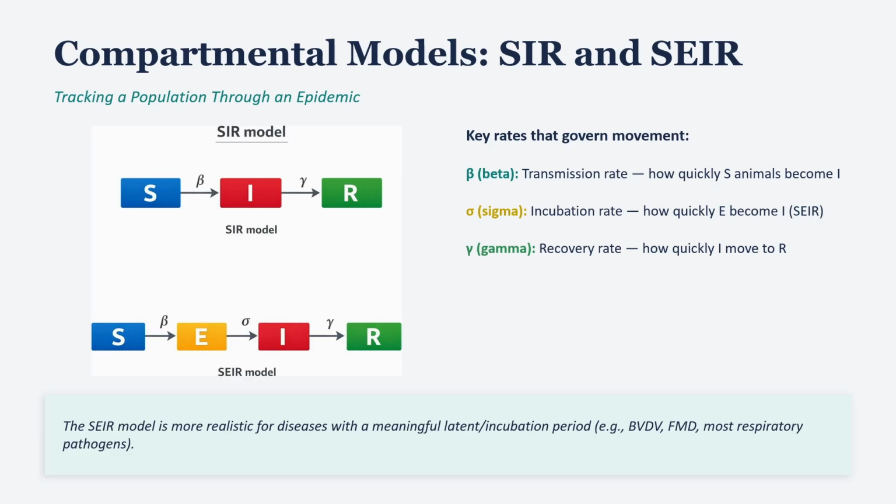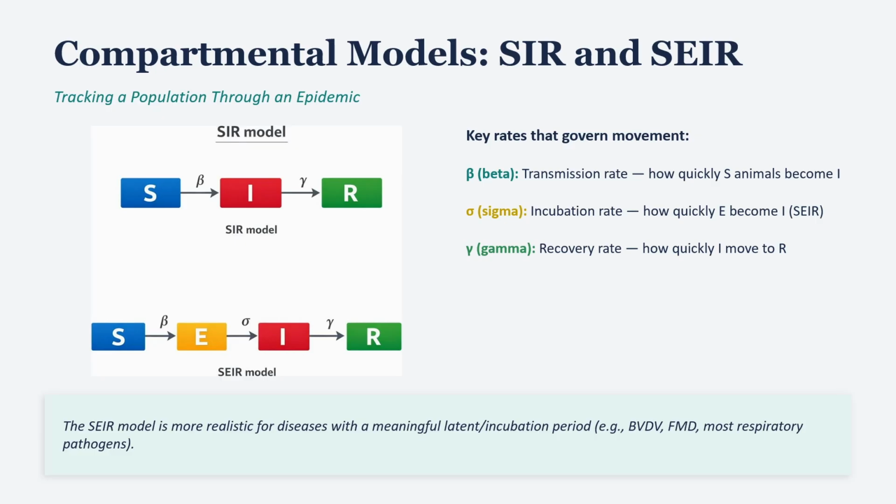The SEIR model adds a fourth compartment, exposed or latent, between susceptible and infectious. This compartment represents animals that have been infected but are not yet infectious, the incubation period we discussed in Talk 6.2. Animals move from E to I at a rate determined by sigma, the incubation rate, which is the reciprocal of the average incubation period. For diseases with meaningful incubation periods, which is most of them, SEIR is more realistic than SIR.